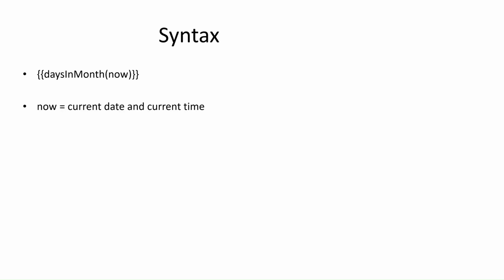Okay, now what is the syntax of this function? daysInMonth is the function name, followed by the first parameter, which is nothing but a date. So you can give a date there. Right now we have given now, which gives the current date and current time. If you give this to Fusion, it will give you 31 as output, because in May we have 31 days. Today is May 12th, 2026. So the output will be 31.